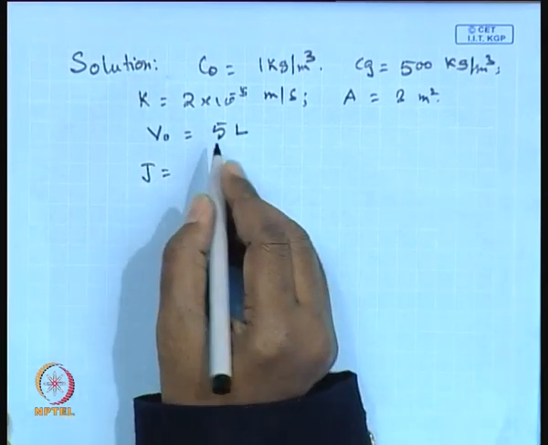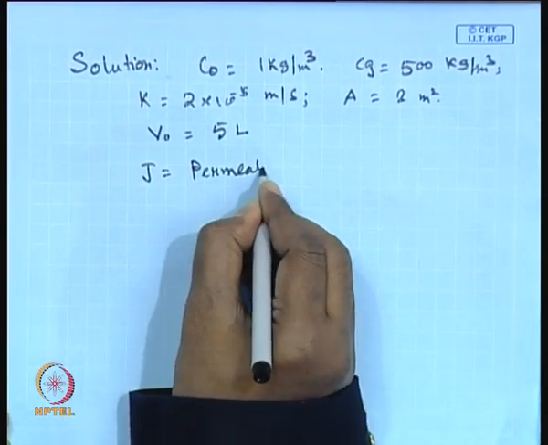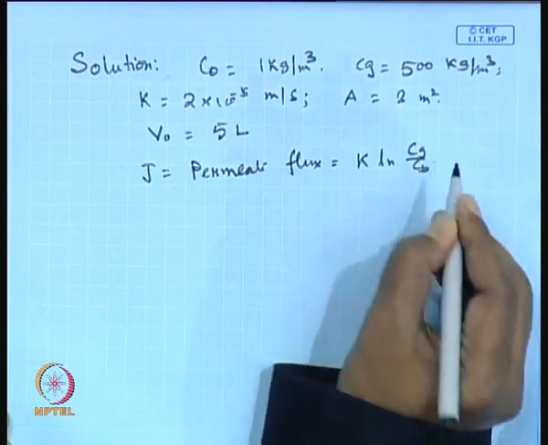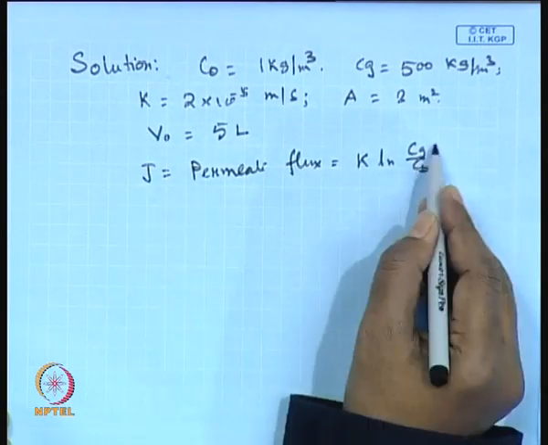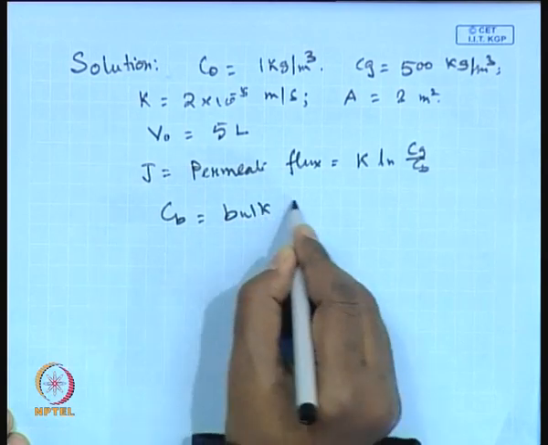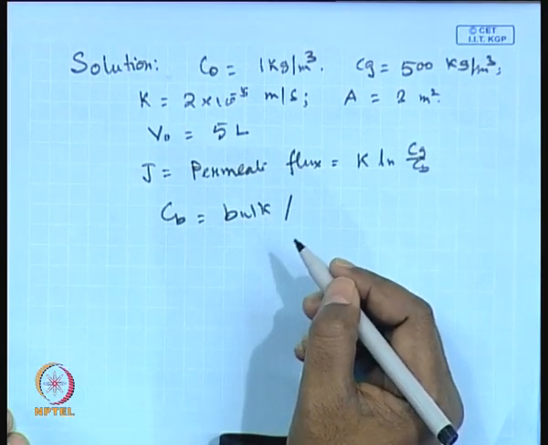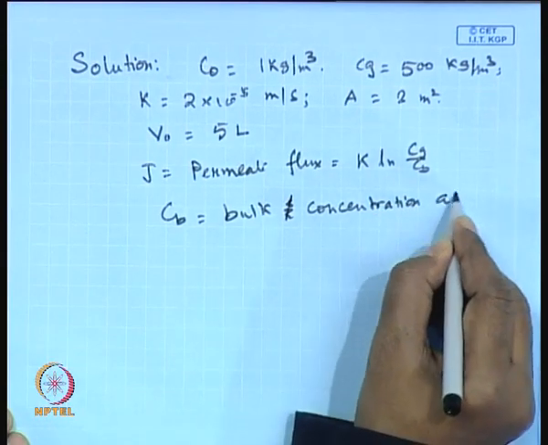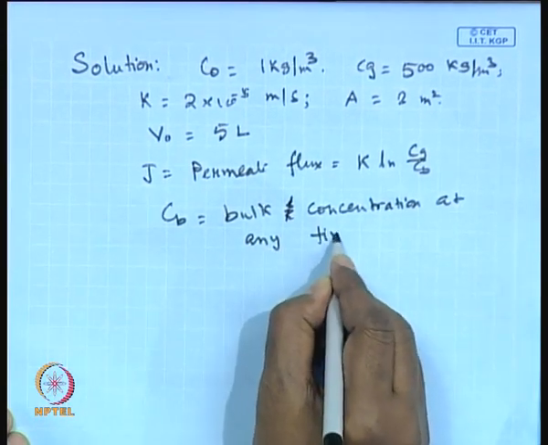Now, what is the permeate flux? J is K ln Cg by Cb, right. K is given and Cg is also known, and what is Cb? Cb is the bulk concentration or feed concentration at any point of time. Initially, Cb was equal to C naught at time t equal to 0. Nothing like feed is added continuously; you have just given it in initially, and after that it is going on. So, it is basically the bulk concentration at any time point.